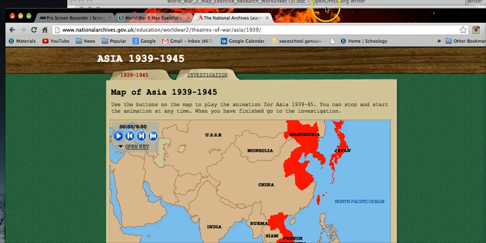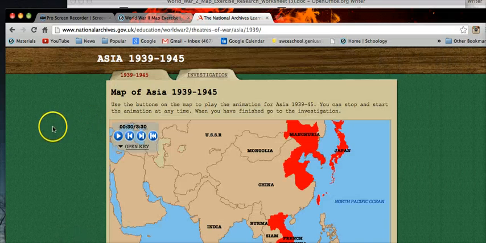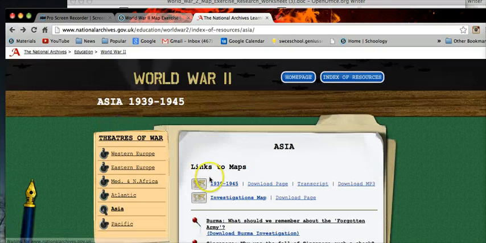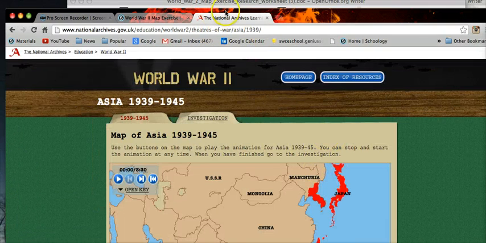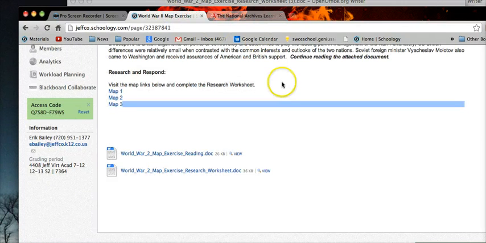Okay, so that's really answering the question right there on the worksheet. It just answered the question, why were they such a threat to the powers in the region? So it answers it right there in that first one. So it was the Asian map. If you go to Asia and then click on 1939 to 45, you can play that part that I just played and answer the question right there. Okay, so make sure you do all that for this exercise.